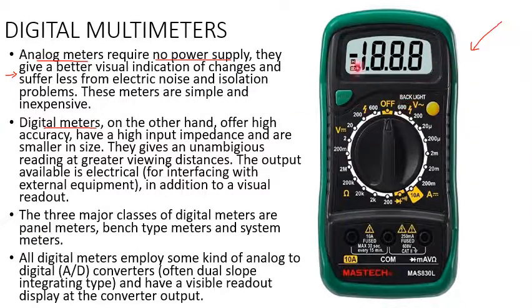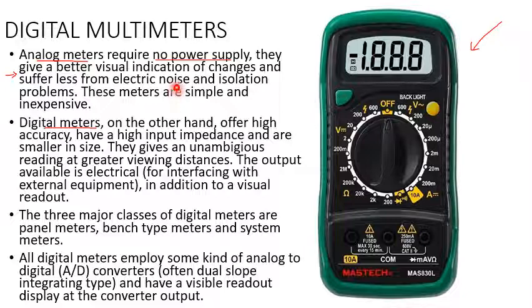If you see this one, it has an internal 9-volt battery for its operation. It is a digital multimeter and requires the internal battery for its operation, for its display and all the readings.